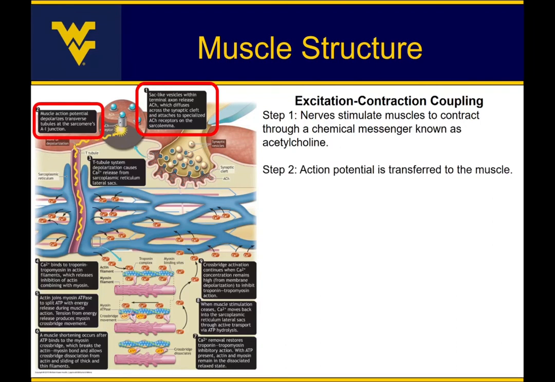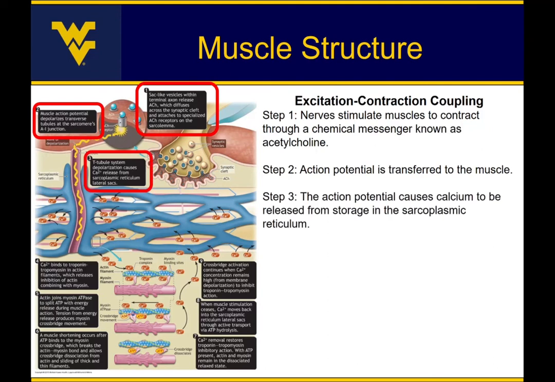In step 2, we can see the action potential is fully transferred to the sarcolemma. In step 3, the action potential causes calcium to be released from its storage within the sarcoplasmic reticulum, and this is one of the key steps in regulating whether muscle contraction will ultimately take place. In step 4, in the presence of a large concentration of calcium, actin and myosin begin to interact within the sarcomere.